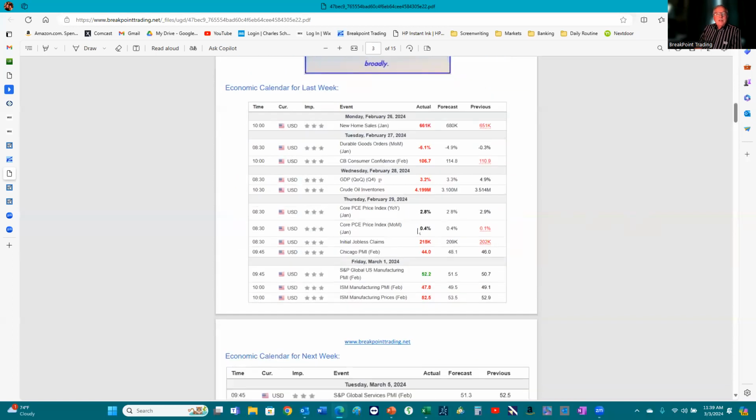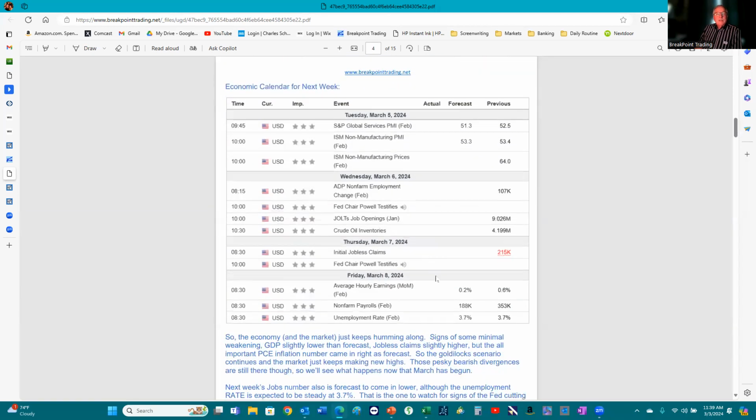It shows the economic calendar last week. Things weakened slightly in the economy, but not dramatically. GDP came in lower than expected. PCE, interestingly, came in as expected, so that was good. This week is the jobs number, so we'll see what happens. Jobs are forecast to come in weaker, but still above 100,000. I think it's about 190 now. This will change a little bit, but the unemployment rate is still at 3.7.